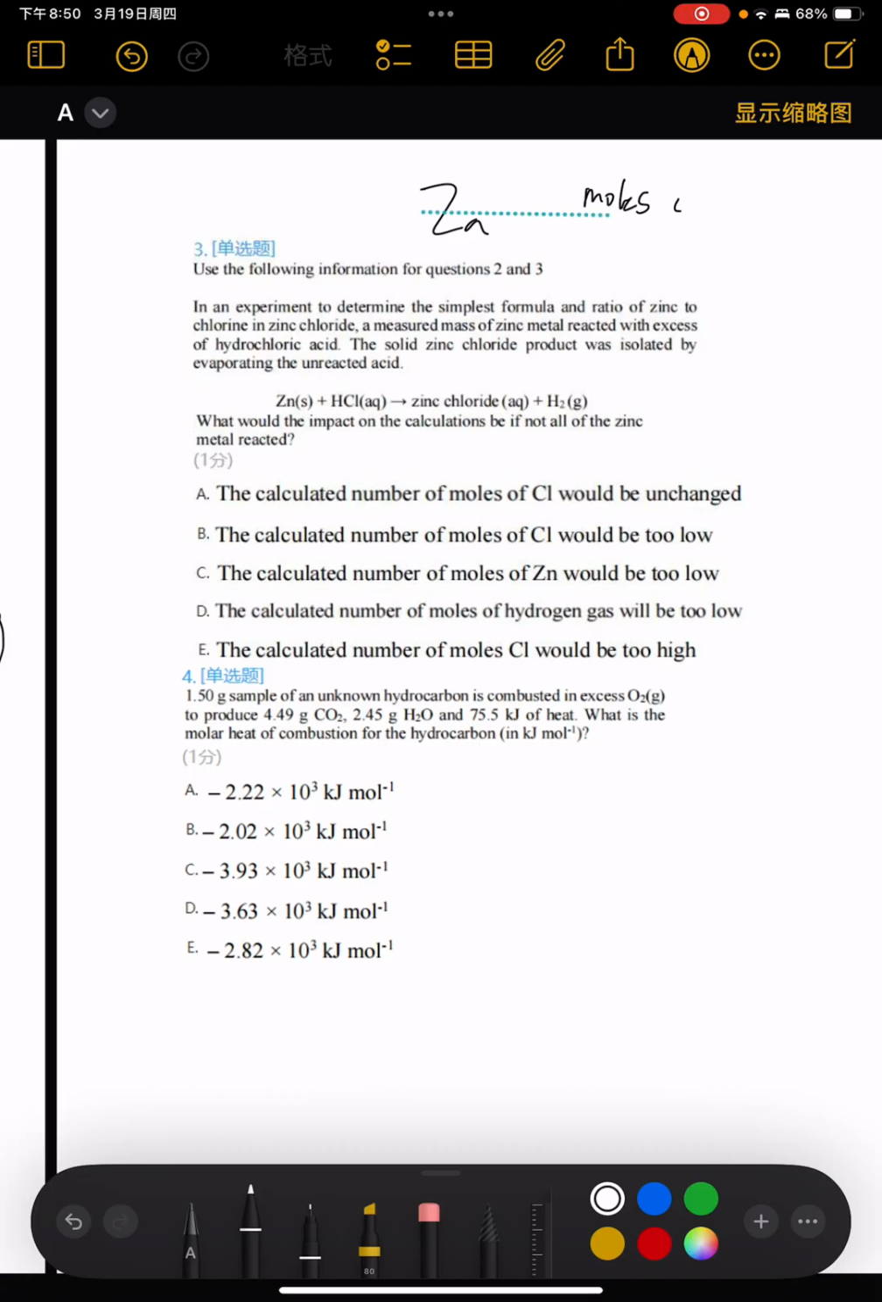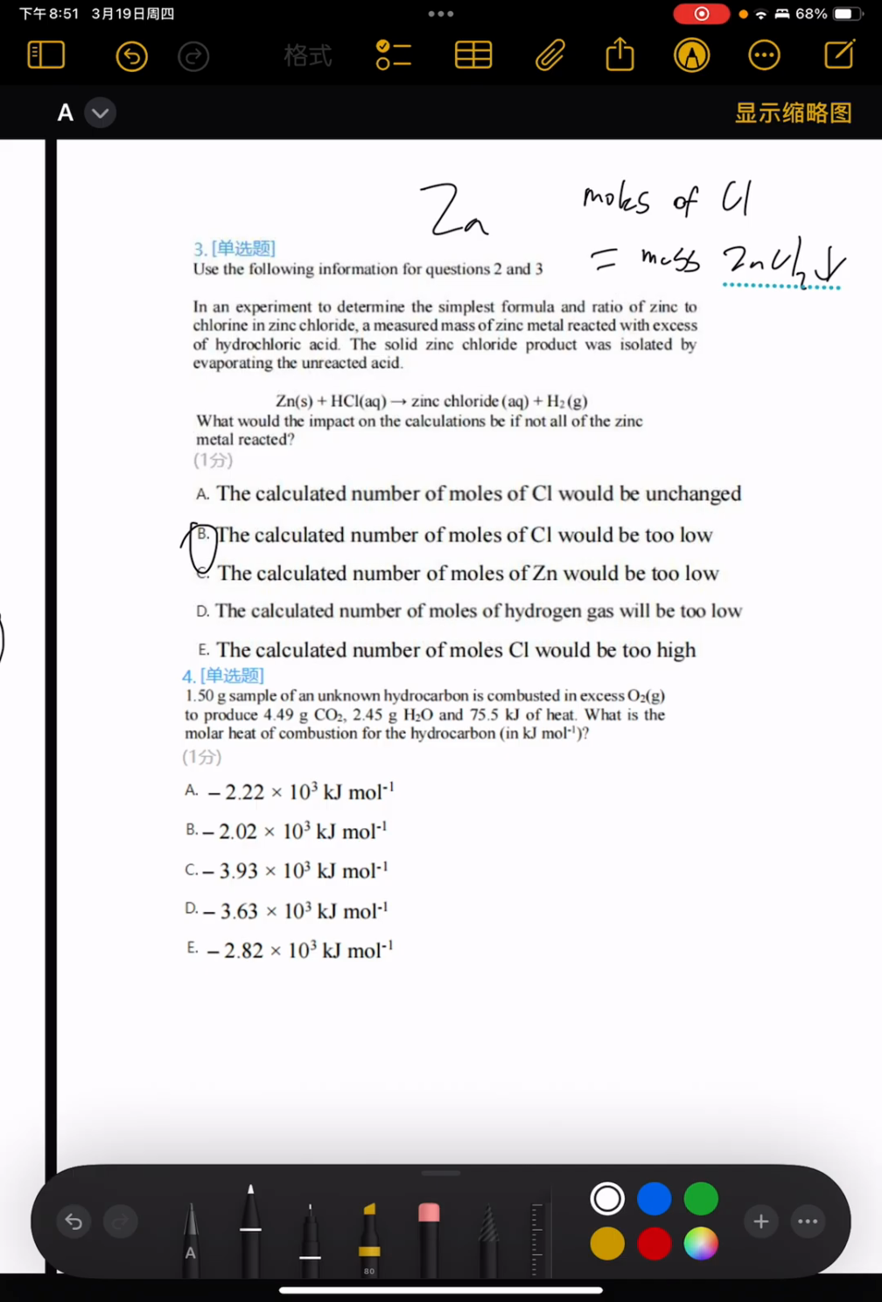would equal the mass of the zinc chloride minus the initial mass of the zinc. But because the zinc has gotten smaller since not all of it reacted, but you still subtract the full initial zinc mass, then the apparent mass and moles of chlorine would also drop. Not unchanged. Sorry, I circled the wrong one. It would be too low, so it would drop.